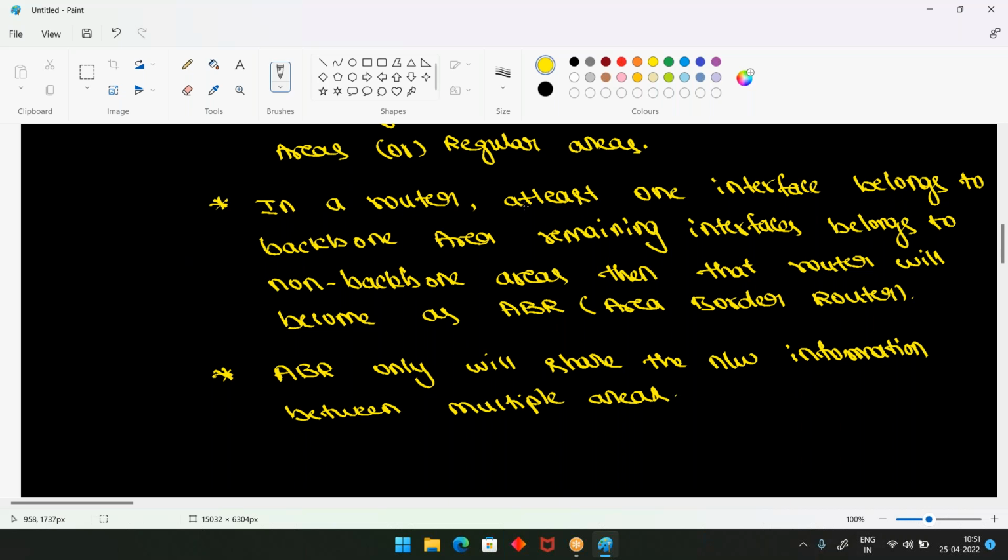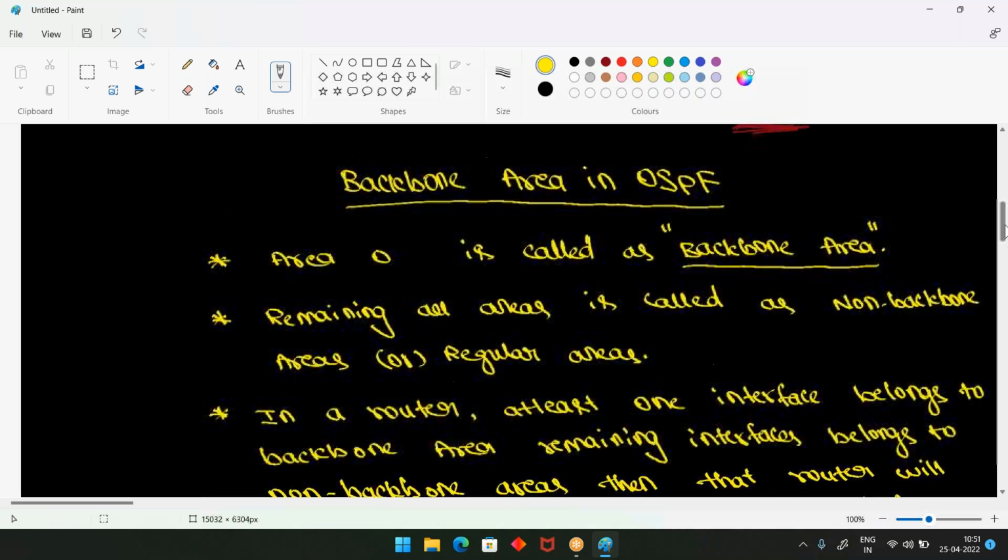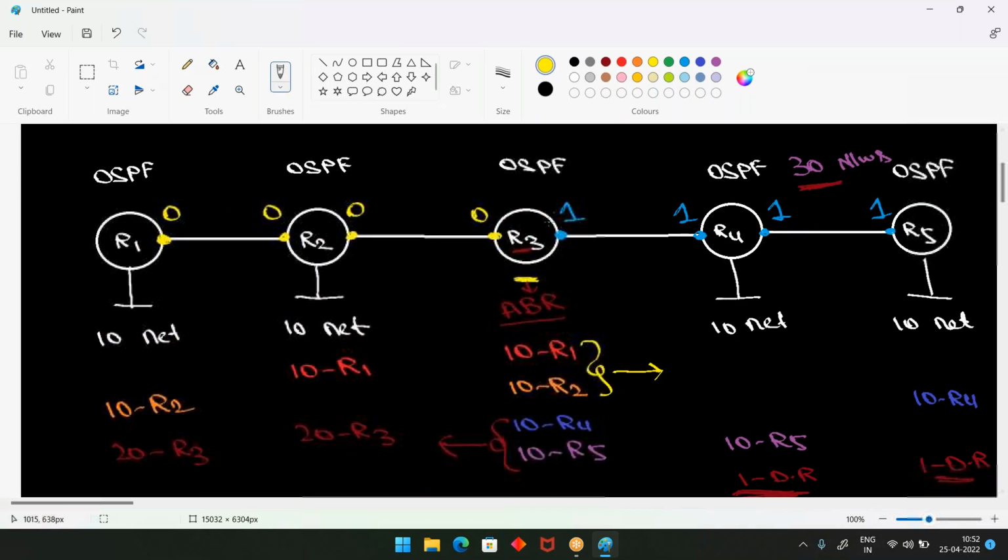In a router, at least one interface belongs to the backbone area, and the remaining interfaces belong to the non-backbone area. Then only the router will become an ABR router, that is called the area border router. ABR only will share the networks information between multiple areas. That means you can check this now here. Now tell me, will this router become an ABR or not?